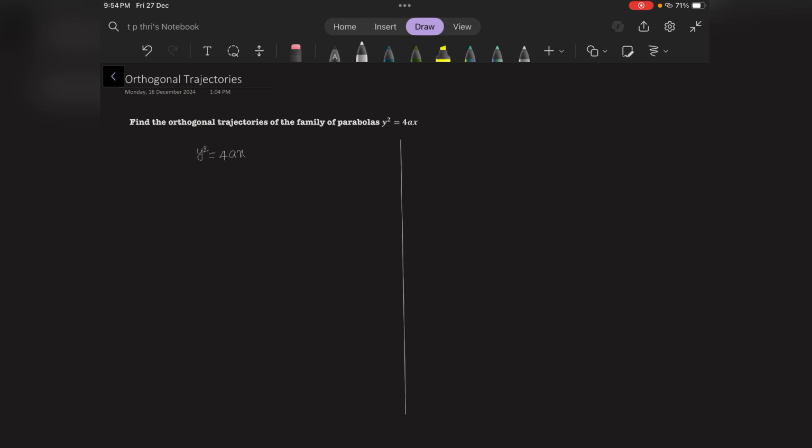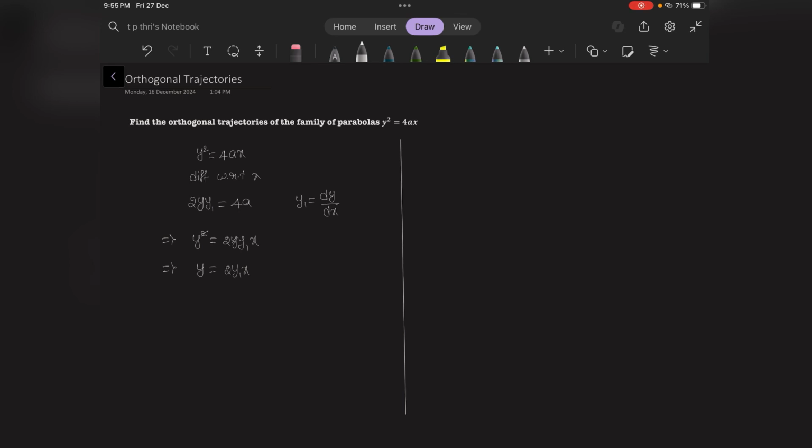Now I'll differentiate this with respect to x. Now I'll get 2y y1 is equal to 4a, where y1 is equal to dy by dx. Now I'm going to substitute this into the given equation. So the given equation will become y square is equal to, instead of 4a, I'll write 2y y1 into x. Now when y cancels, it implies y is equal to 2y1x. Now this is a differential equation of y with respect to x.